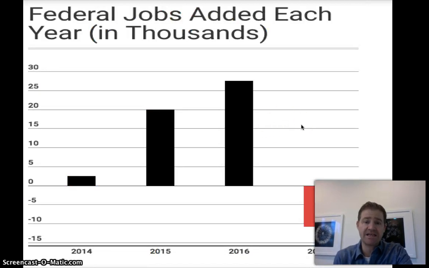Federal jobs added each year. So you can see that Obama definitely was adding federal jobs to the payroll, and President Trump in his first year decreasing federal jobs, not hiring people in the agencies and laying people off.